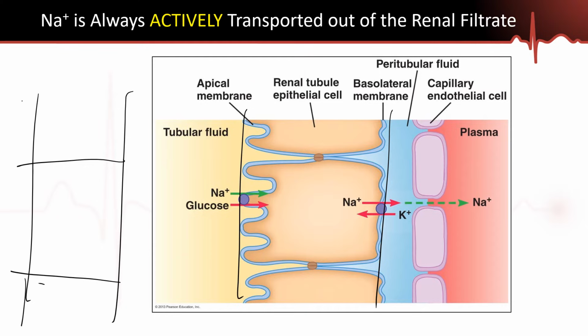Okay. These are the two walls of the proximal convoluted tubule, right here and right here. What makes up the walls of the proximal convoluted tubule? Well, a layer of simple cuboidal epithelium. Simple cuboidal epithelium is what lines the proximal convoluted tubule and the entire nephron for that matter.